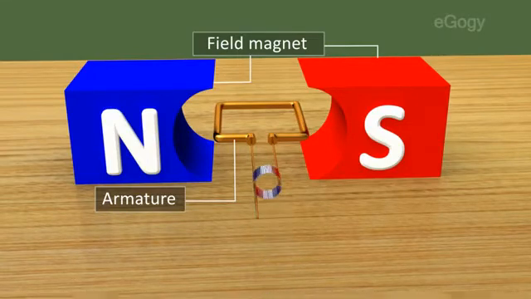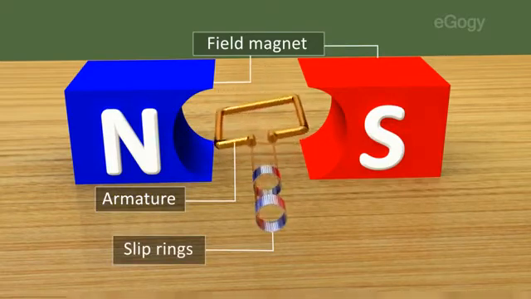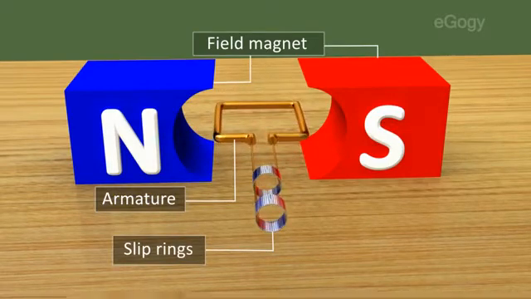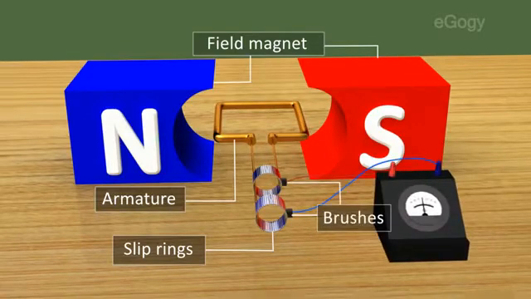The slip rings are circular rings fused to the ends of the coil. They rotate about the same axis as that of the armature. The brush is an arrangement that is always in contact with the slip rings. Current flows to the external circuit through this.